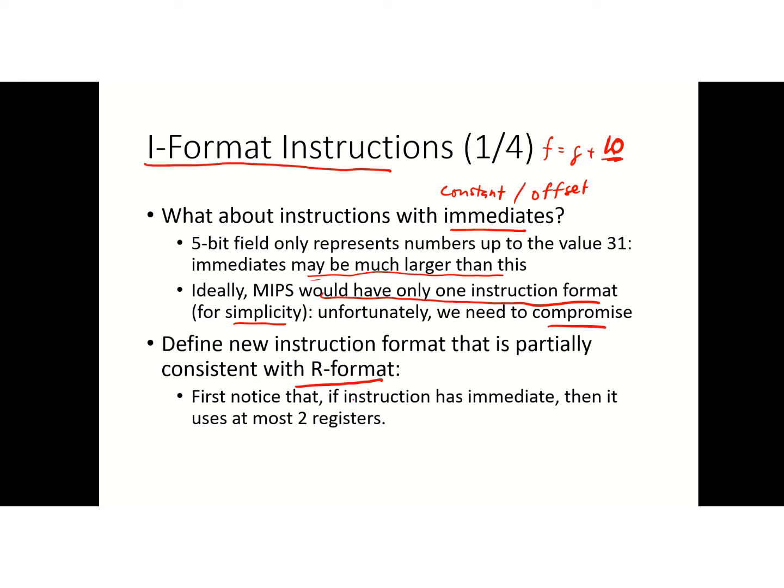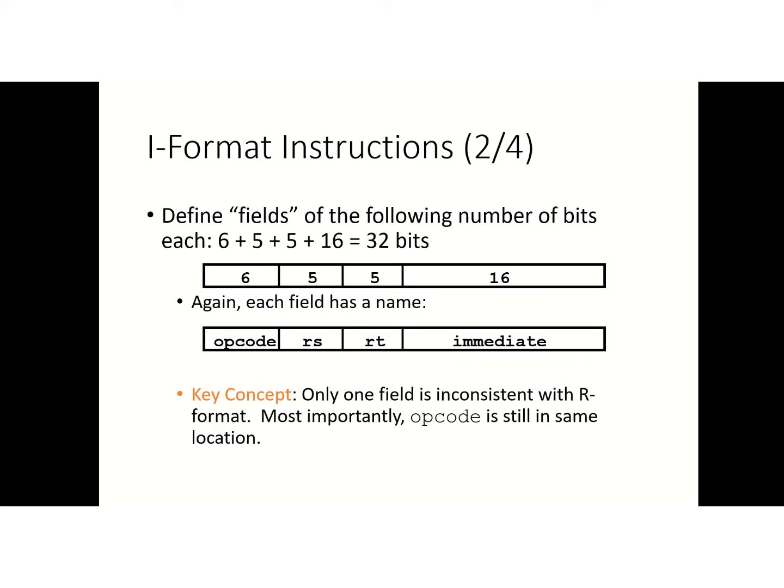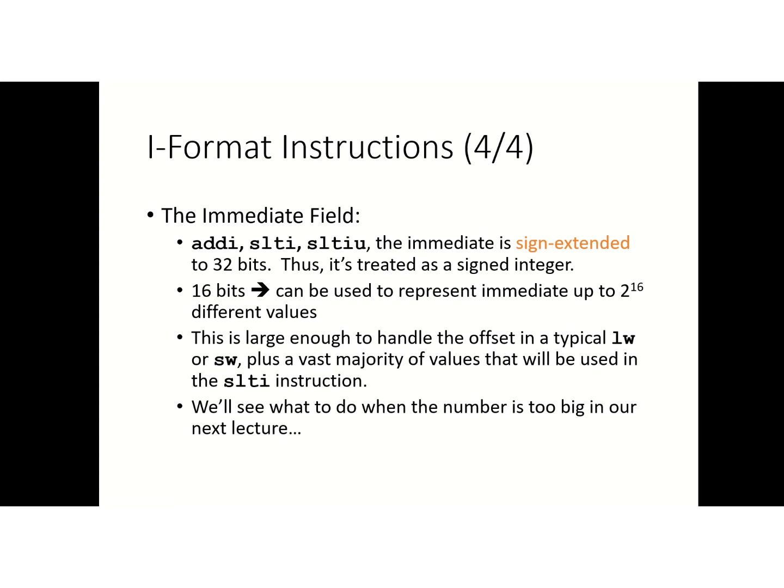First, notice that if an instruction has an immediate, then it would use at most 2 registers. Remember, this is a constant. F is equal to g plus 10, this is a constant, and then f is $s0 and g is $s1. So these are the registers that we would use for the I format. In this case, only 2 registers at most will be used.